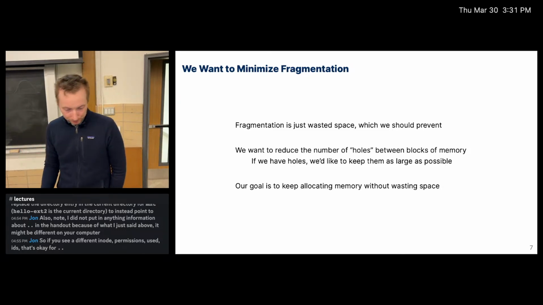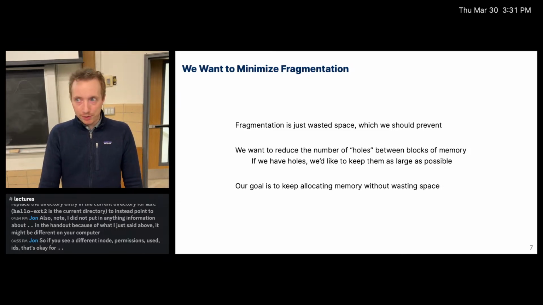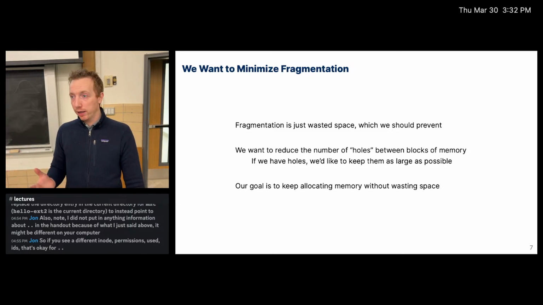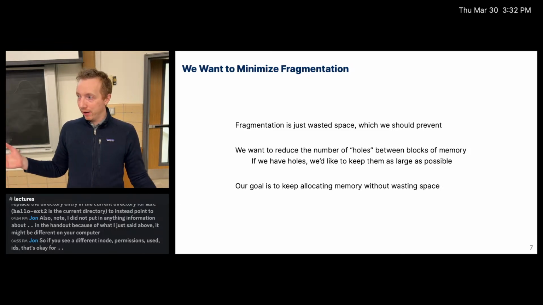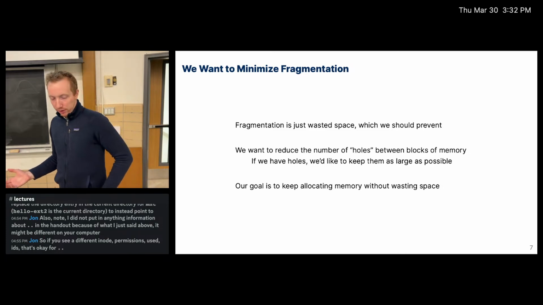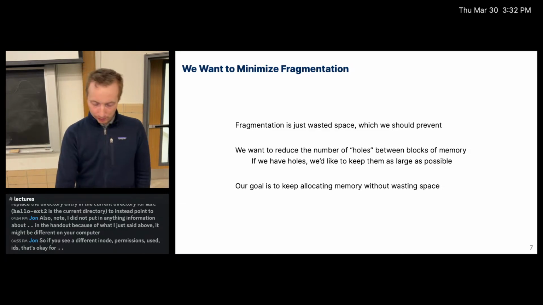They don't want fragmentation whatsoever. So if you're writing your own general purpose allocator, your own malloc, which we're not doing in this course but you may do later, you want to reduce the number of holes in memory, and if you have holes, you want to keep them as large as possible. The idea is that if I have really large holes, I can actually use them for allocation, and therefore it's not really fragmentation. So your goal, as a memory allocator, is to keep allocating memory without wasting space.